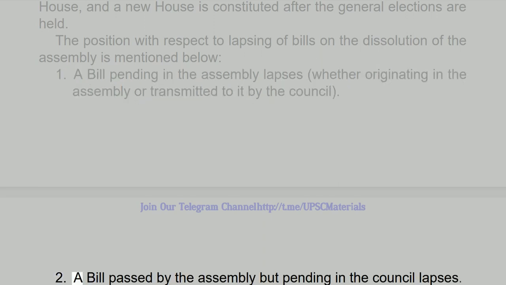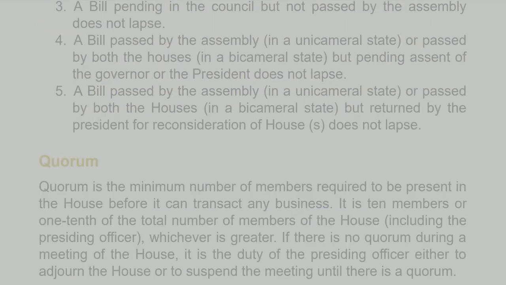2. A bill passed by the Assembly but pending in the Council lapses. 3. A bill pending in the Council but not passed by the Assembly does not lapse. 4. A bill passed by the Assembly, in a unicameral state, or passed by both the Houses, in a bicameral state, but pending assent of the Governor or the President does not lapse. 5. A bill passed by the Assembly, in a unicameral state, or passed by both the Houses, in a bicameral state, but returned by the President for reconsideration of House, does not lapse.